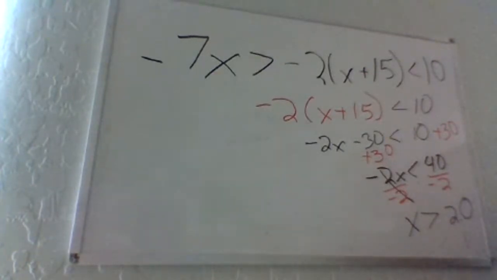Just like that? The answer is 20. No, 20. Just 20, right? Negative 20. Yes, negative 20. Oh, yes, you're right. Thank you.